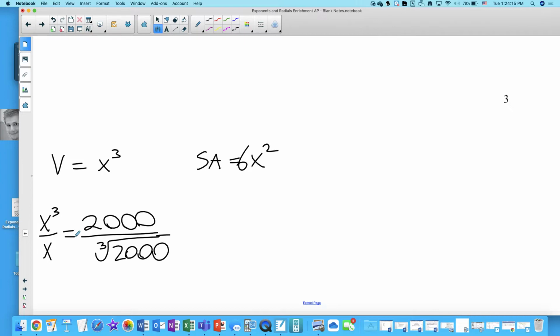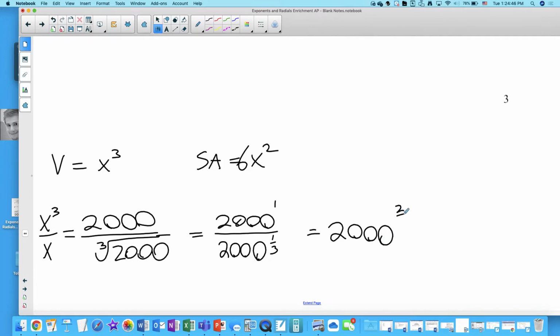Okay, now that's fine. How do we simplify this though? You have to think about this in terms of a power and then think about your quotient rule. So this is actually 2,000 to the 1 over, this is 2,000 to the 1/3. Okay. Right? And then you subtract 1 minus a third is 2/3. And that is actually equal to x squared. Or it's the cube root of 2,000 squared. So if you put that in there and simplify, yes, you will get the same answer.